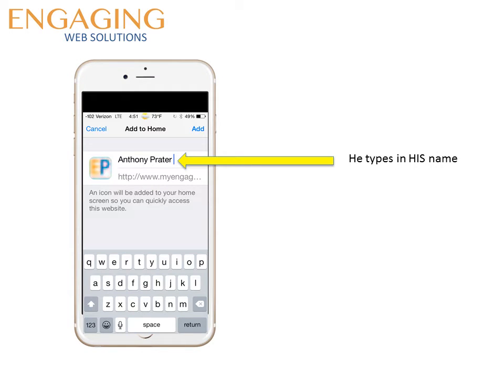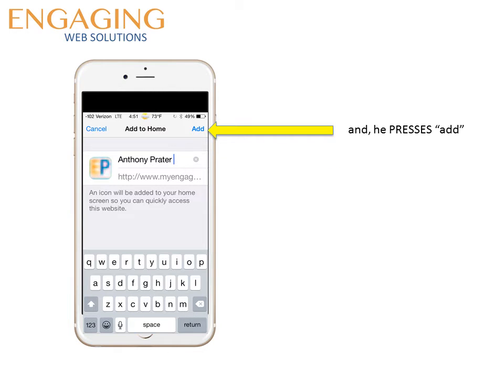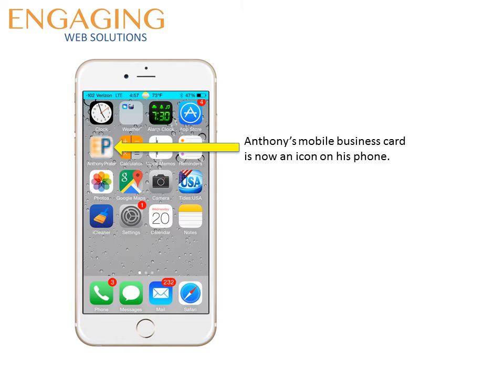And now he is prompted to enter his name that will identify the icon that's going to be on his phone as being his business card. He then is going to go ahead and press the Add button. And when he presses the Add button, now his business card is appearing as an icon on his phone with his name, can be easily found. And I'm going to show you how the same process can take place where this can be out on hundreds of other phones that Anthony can send this to.